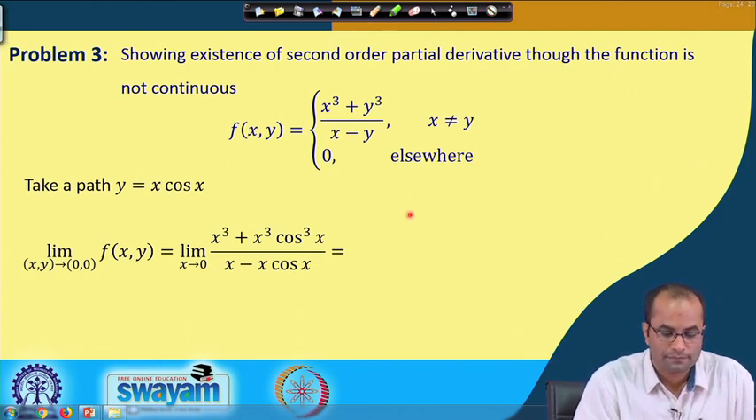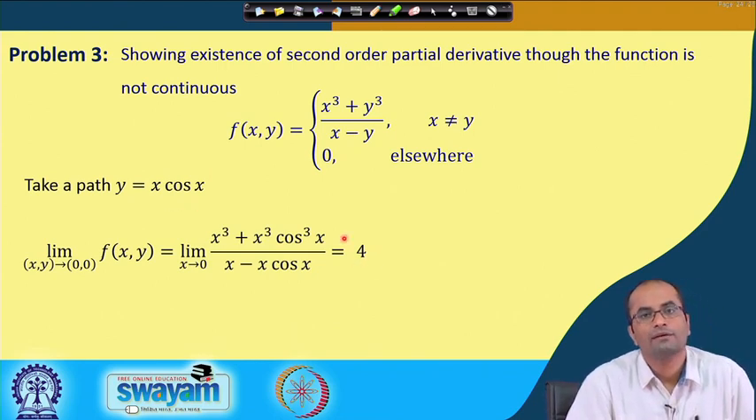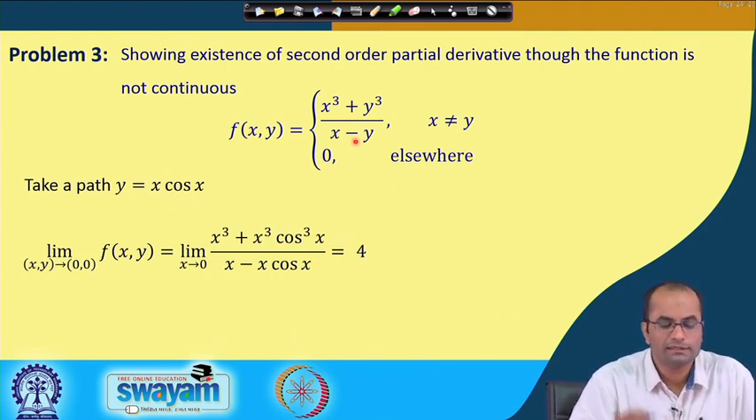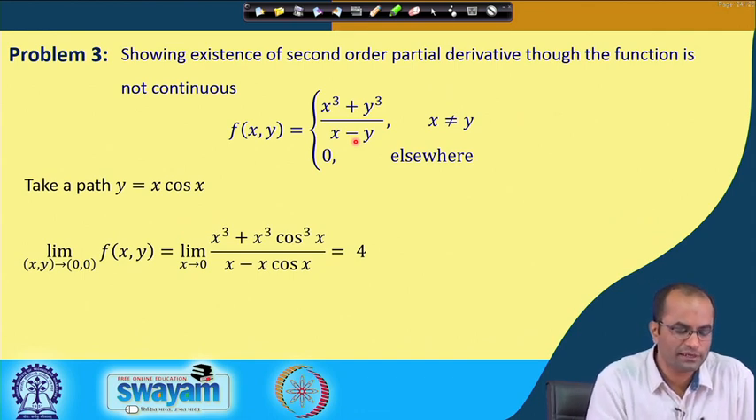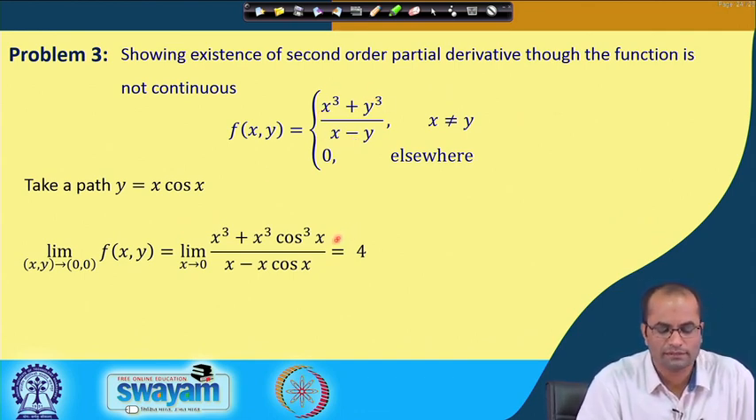and now we have seen that this limit as (x, y) goes to 0 is 4 and not 0. So, here the function value is 0, but along this particular path we have seen the value is 4. So, certainly this function is not continuous. One can also take some other path and can show that the limit is different.